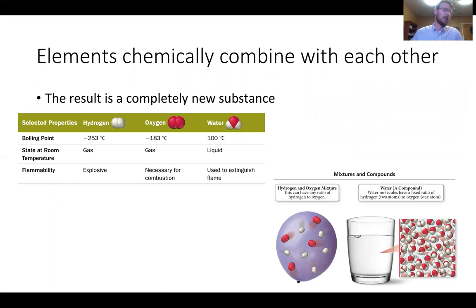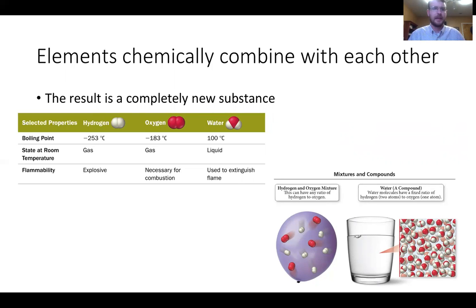Let's talk about molecules, right? Elements can combine chemically with each other, and what happens is the result is usually a completely new substance. So let's look at hydrogen and oxygen. Hydrogen and oxygen are two gases with a very, very low boiling point. Since they are gases, their flammability is different, whereas hydrogen is very flammable and explosive. If you've ever seen a video of the Hindenburg, that is what they used to fill balloons that would go into the atmosphere with, was hydrogen.